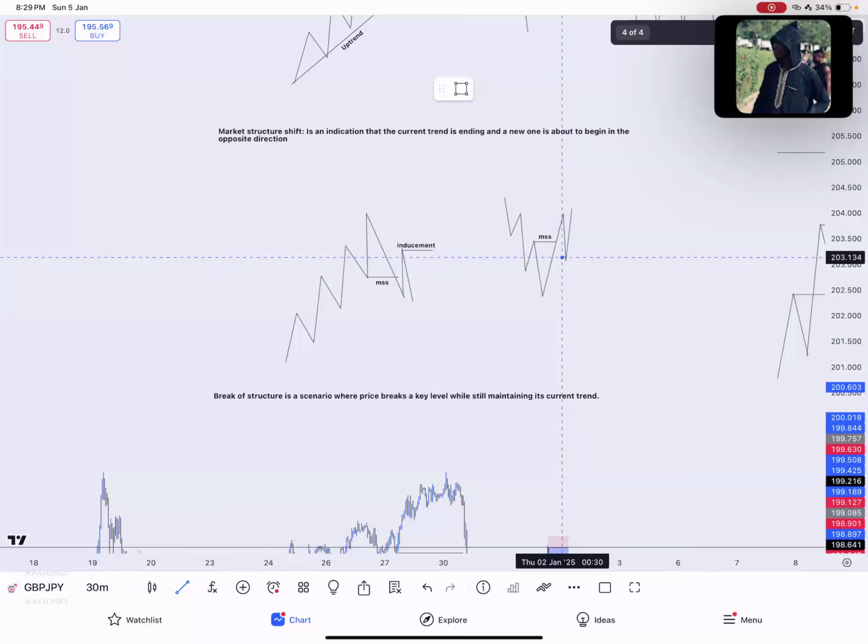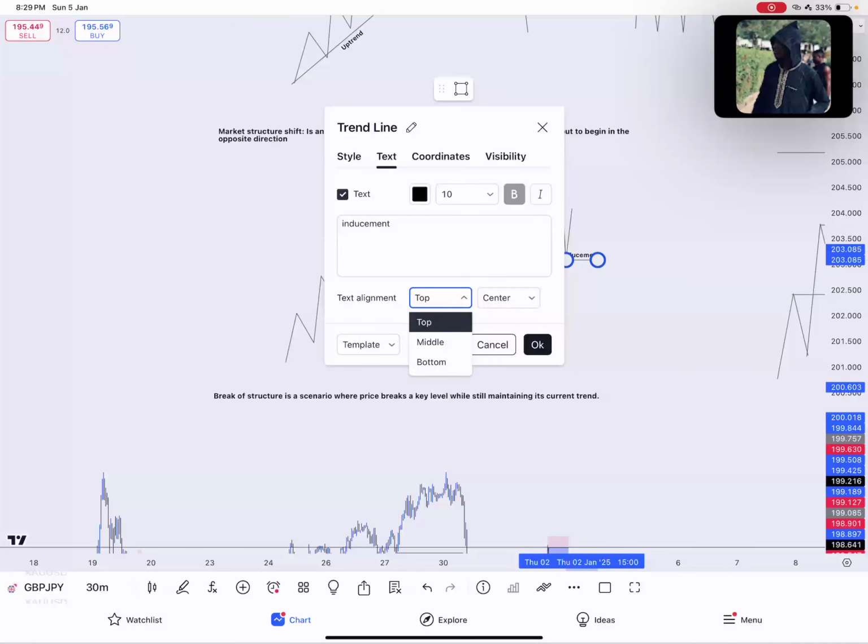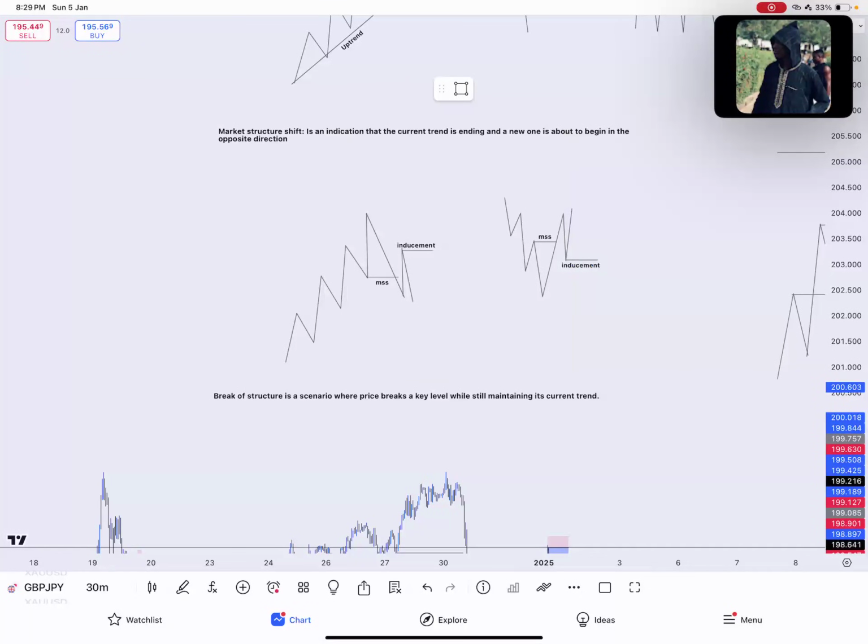Then that pullback that the market makes is what your inducement is. The inducement is liquidity, and liquidity the majority of the time will always get swept. The market will always come out and take out that liquidity because liquidity is a trap, it is where money is in the market. So the market will induce, that's why it's called inducement. It induces early traders in and gets them to enter the market too early. You understand? Making them think that this is where the market is going to reverse from.